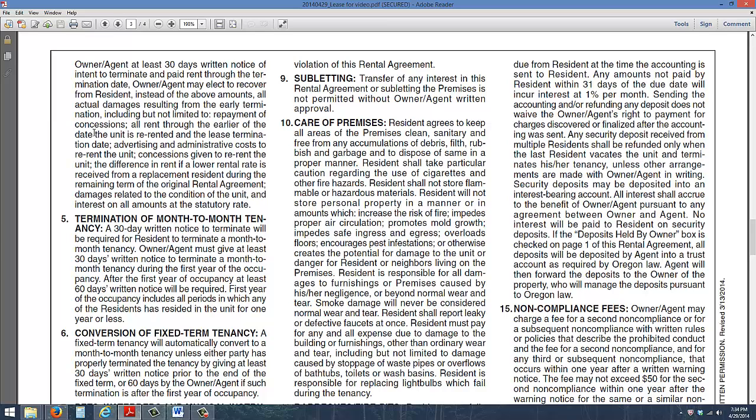So the best thing to do is that if you ever are in a situation where you think you may have to break your lease, please contact our office as soon as possible so we can do everything we can to minimize these costs to you.